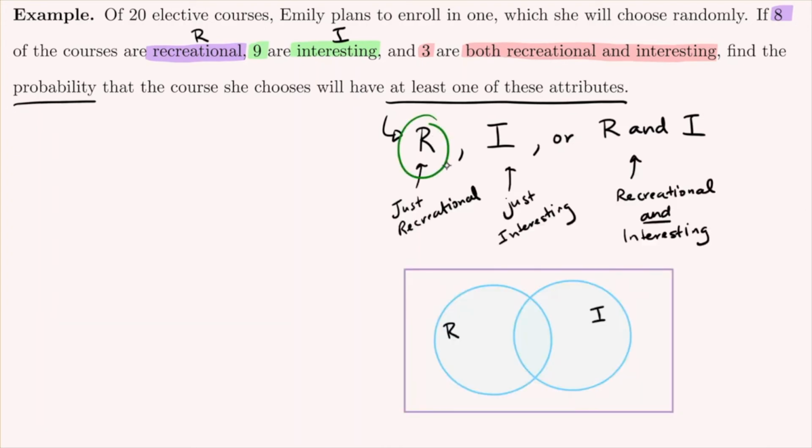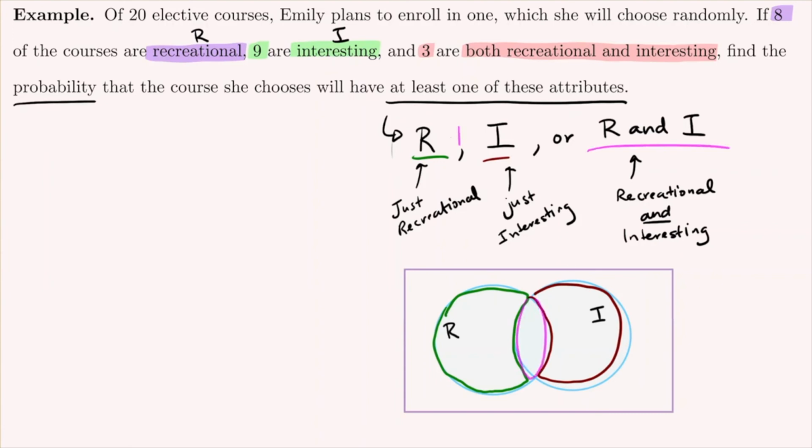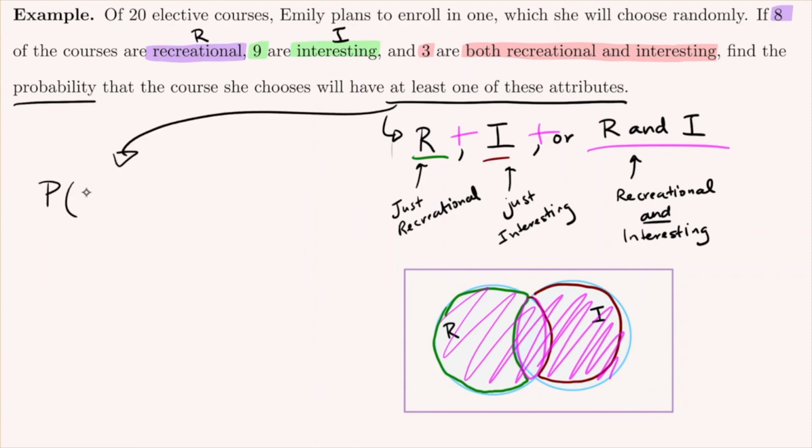So visualizing what we're talking about, when I'm saying just recreational, in this context of only recreational, those are the classes that were only recreational. Just interesting would be those classes that were only interesting. And then recreational and interesting is these. Now taken together, we wanted any of these outcomes, so we're adding them all together. And you see when we add together all these possibilities, we get exactly the recreational union interesting set. So we are looking for the probability that it's recreational or interesting, because we know that's anything that's recreational, interesting, or both.